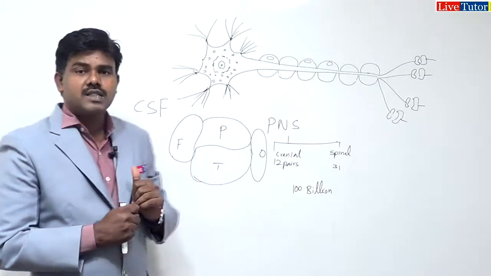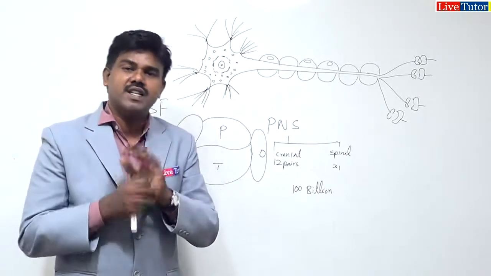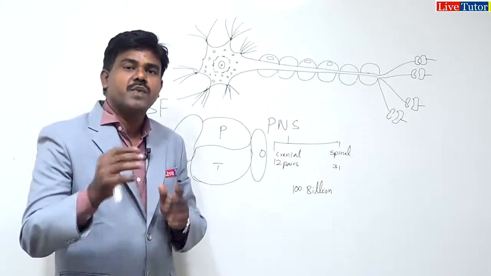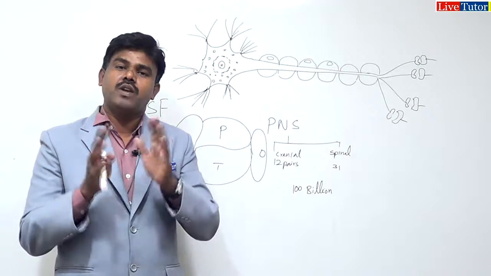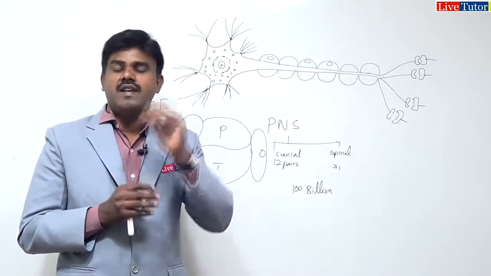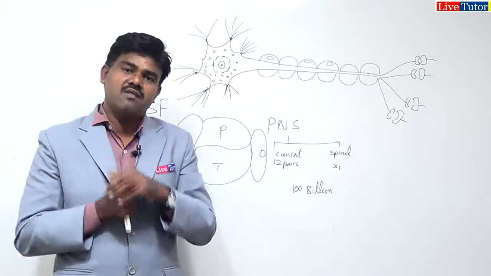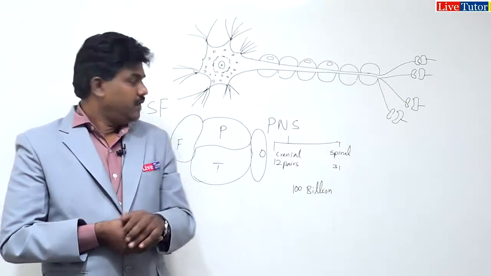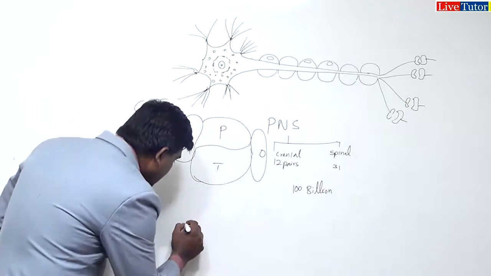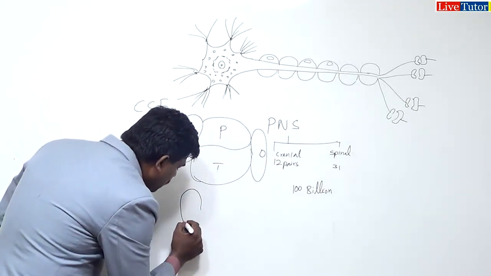Next, the ventricles. So what are the ventricles? There are some cavities through which the cerebrospinal fluid passes through the brain. The first one is called the lateral ventricles, one and two lateral ventricles. Where are they found? They are found in the cerebrum. Initially there are two ventricles.